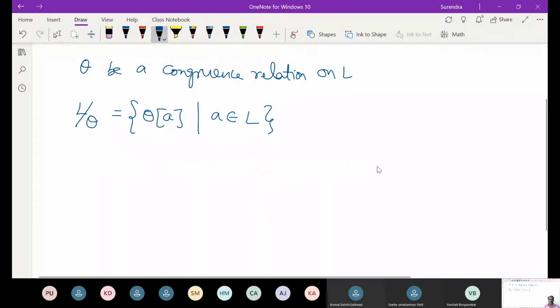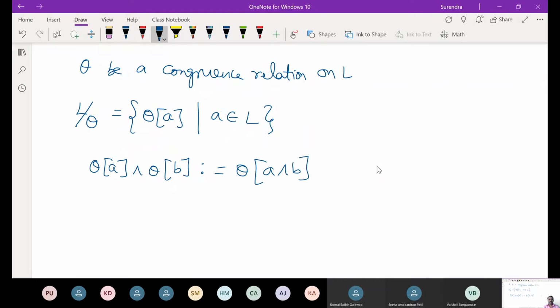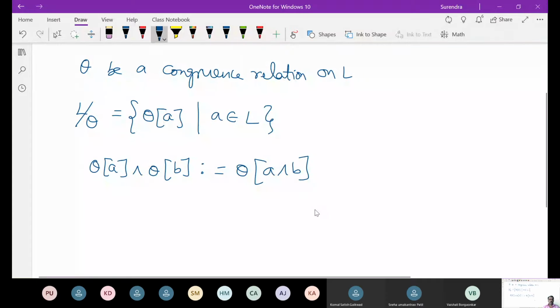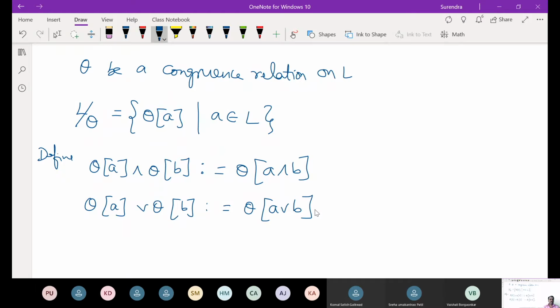Then on this set, we will define two operations, namely join and meet. Theta of a meet theta of b we define as theta of a meet b. Why does this make sense? Because if a and b are in L, then L is a lattice, so a meet b is again in L. So theta of a meet b belongs to L modulo theta. Similarly, theta of a join theta of b we define as theta of a join b. So we are defining these two operations on this set.